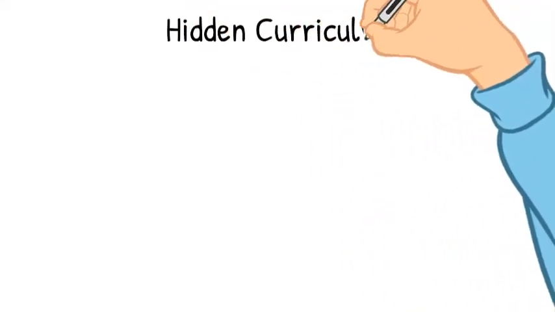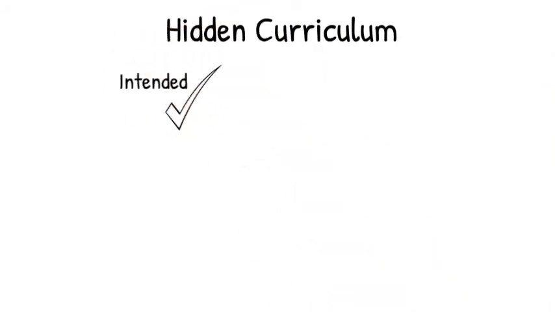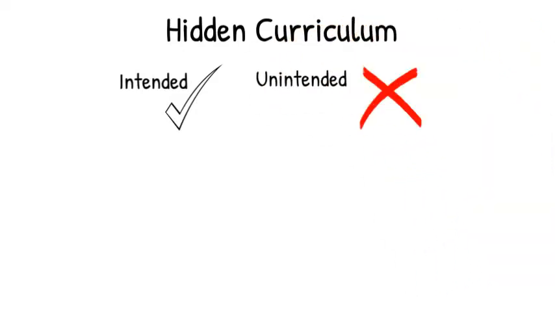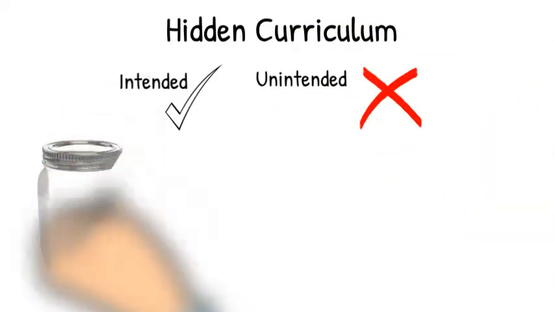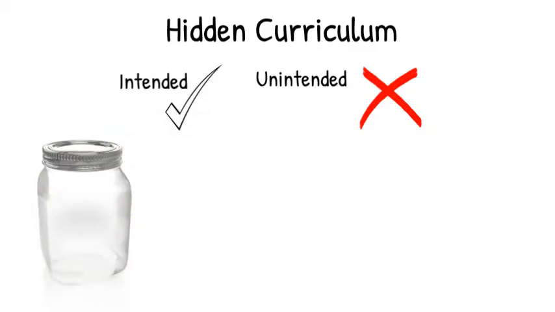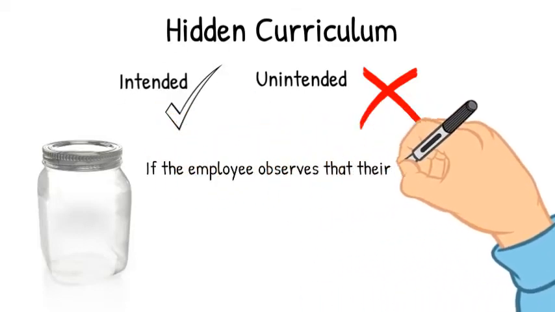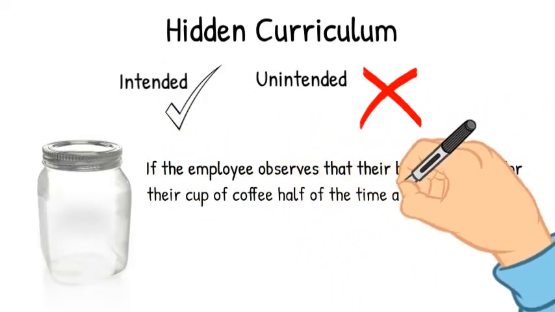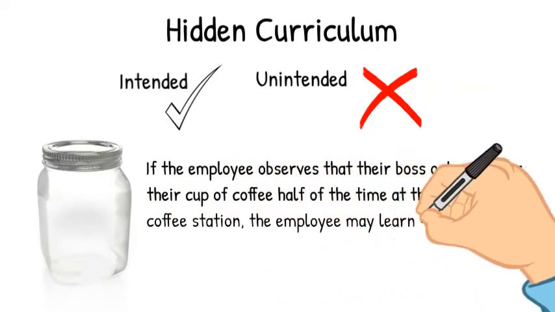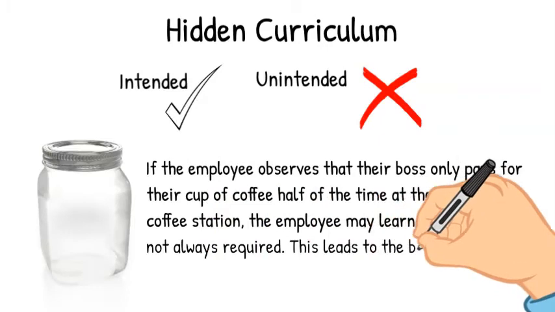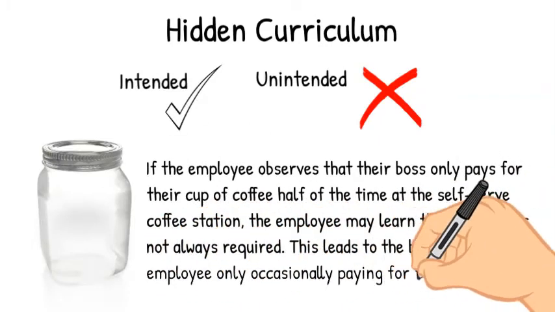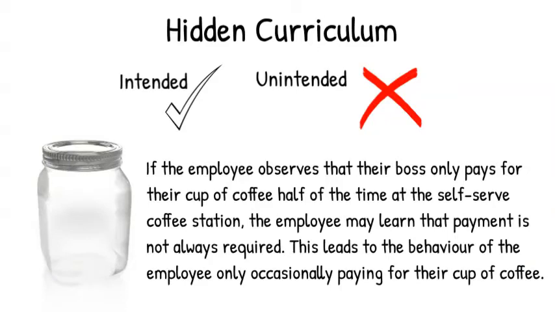Hidden curriculum. All behaviors can be observed. Unfortunately, this means that not only intentional behaviors are learned, but unintended behaviors can be learned. The hidden curriculum refers to the unintended learning that can happen due to observation. For example, if the employee observes that their boss only pays for their cup of coffee half the time at the self-serve coffee station, the employee may learn that payment is not always required. This leads to the behavior of the employee only occasionally paying for their cup of coffee. This is an example of the boss modeling a behavior that results in an unintended, learned behavior in the employee.